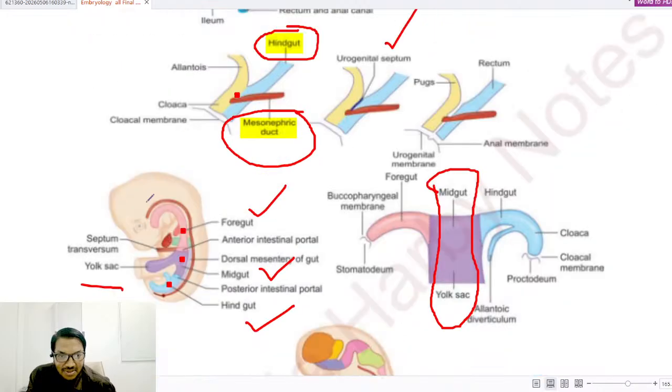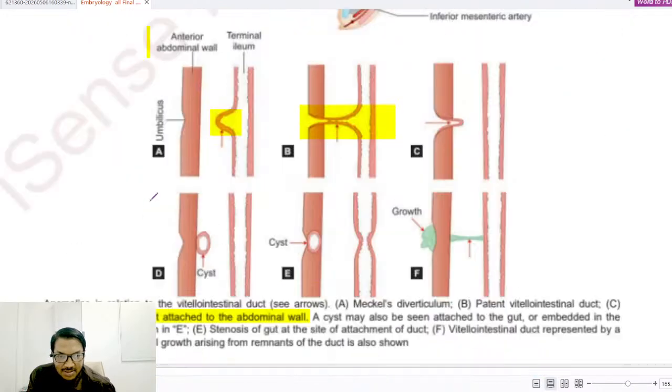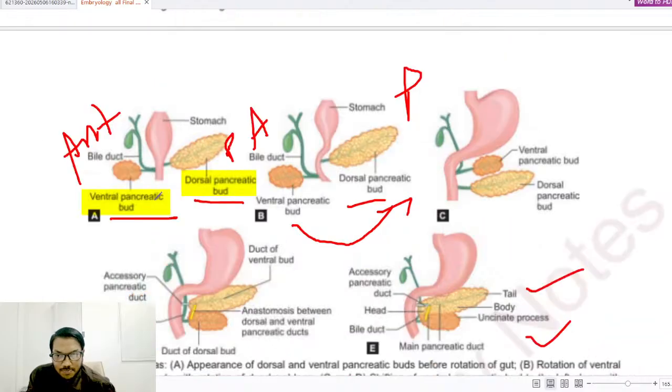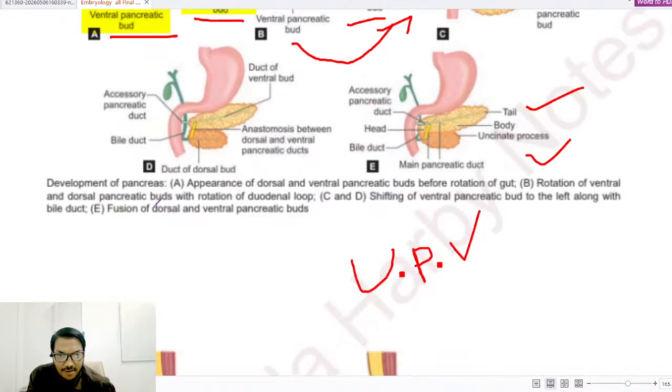Urogenital, foregut, midgut, hindgut. If you read this, NPS we have already seen.